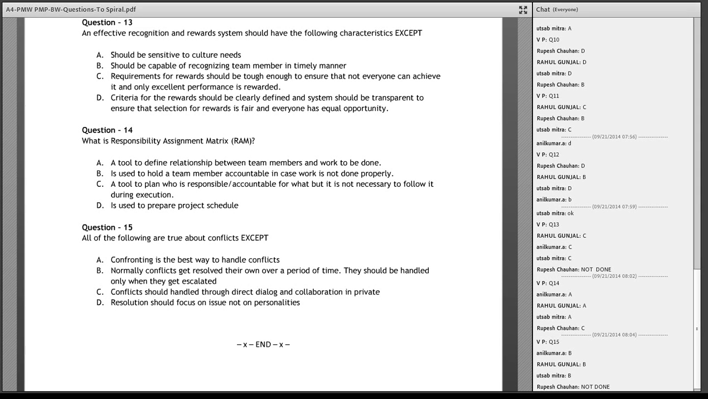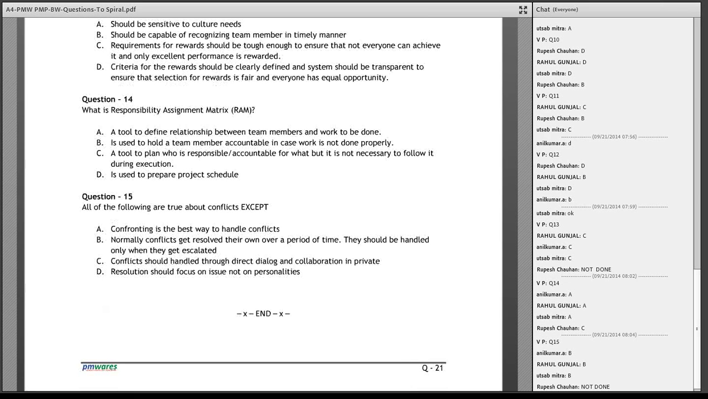Conflict should be handled through direct dialogue and collaboration in private. That is what confronting means: having a direct dialogue, done in private. Conflicts normally should be resolved in private, not in public. Resolution should focus on the issue, not on personalities. Yes. Normally the conflict is not because of personality, it is because of some issues, and therefore if those issues get resolved, the conflict also gets resolved. Right? Any other clarification in this regard?